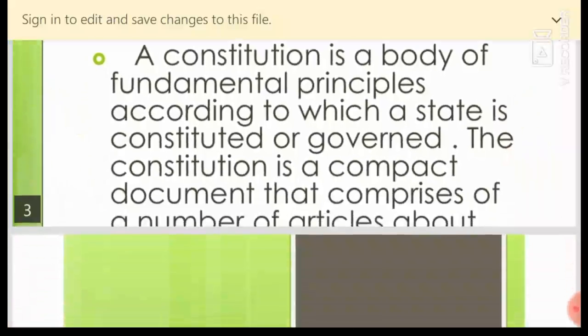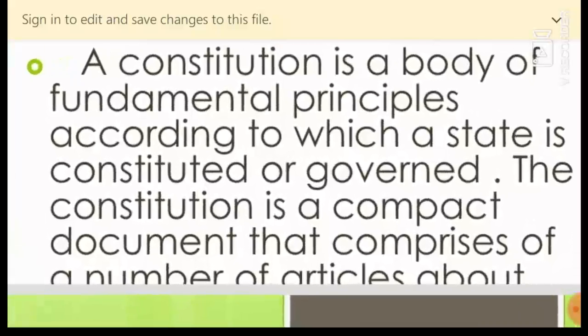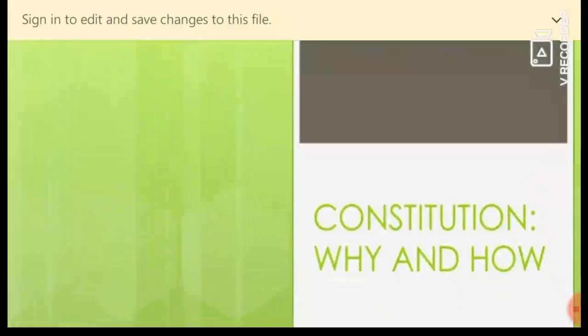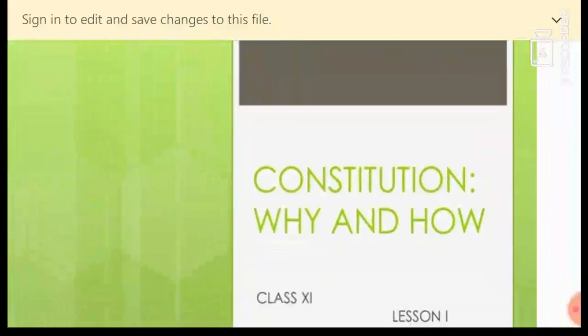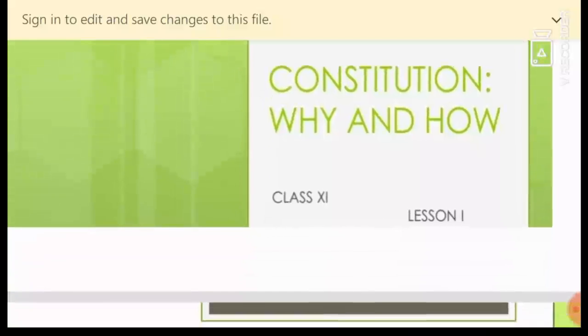The Constitution is a compact document that comprises a number of articles about the governance. It would be a system in whole that would be leading towards the mechanisms that ensure rule of law, power sharing, and federal principles. Let us see how it is created and why there is a need of a constitution. We will be dealing with it in detail.